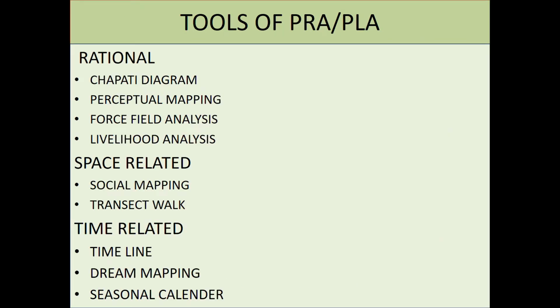These are the tools of PRA and PLA. You can call them tools or methods of PRA and PLA. On the basis of rational, there is the chapati diagram, perceptual mapping, force field analysis, livelihood analysis. When it comes to space related, it means social mapping or social resource mapping and transect walk. And time related methods are timeline, dream mapping, seasonality diagram.